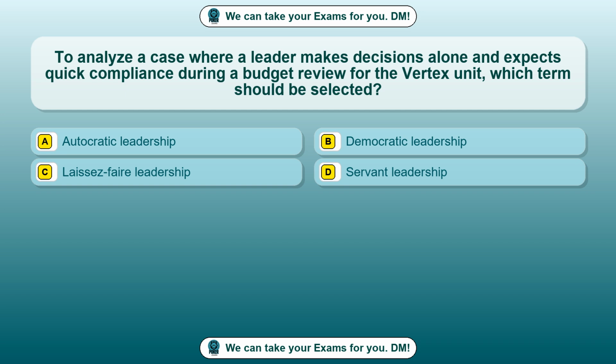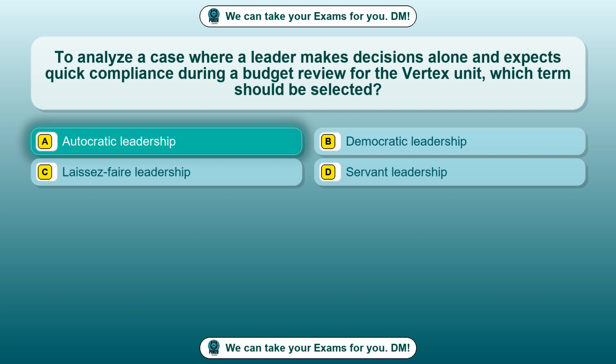Option A. Autocratic leadership. Option B. Democratic leadership. Option C. Laissez-faire leadership. Option D. Servant leadership. The correct answer is option A.